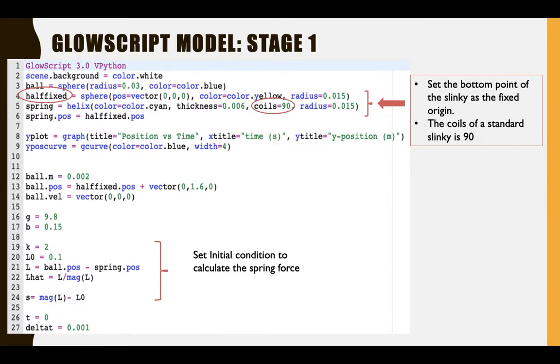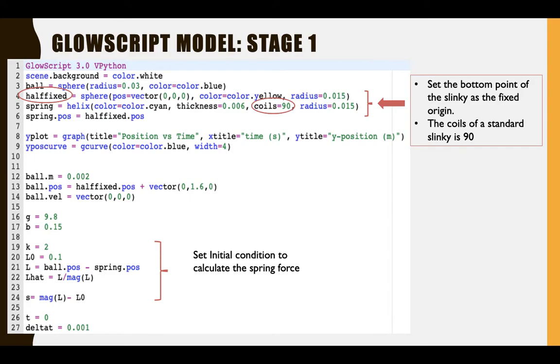In the GlowScript model here for stage 1, the fixed point is the bottom point of the Slinky, so I set it as the fixed origin. The spring constant of the standard Slinky I found online is 90. Here I set the initial position, initial velocity, and the mass of the ball. The mass of the ball here is the mass of the top Slinky.